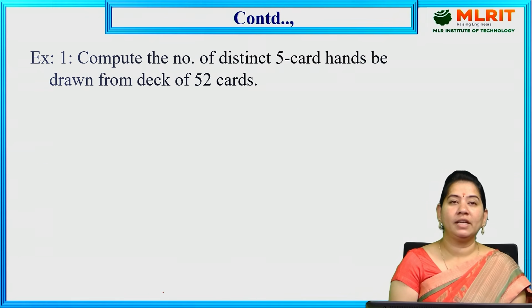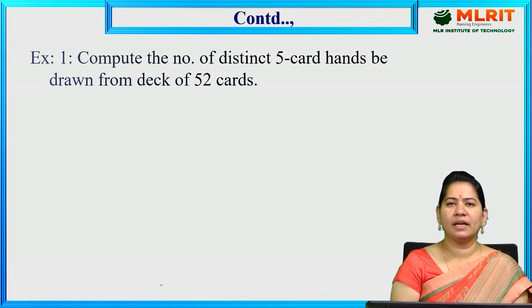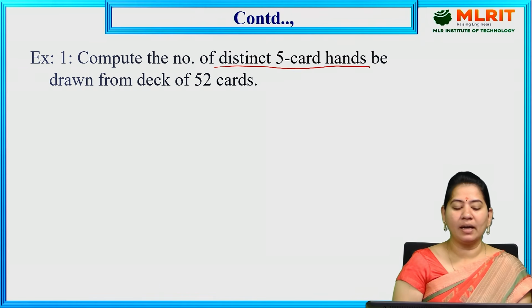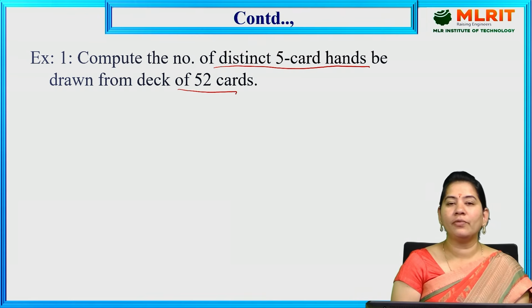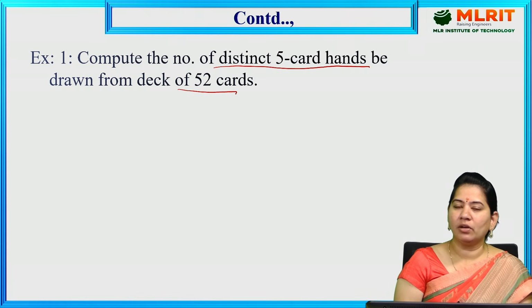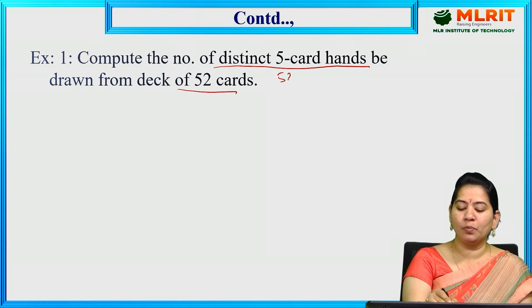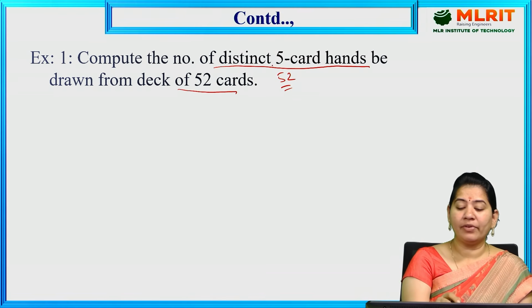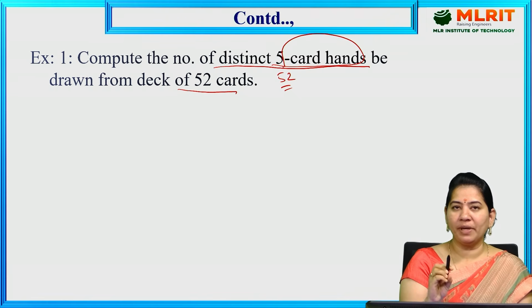So let us see the problems under combinations also. Compute the number of distinct 5-card hands to be drawn from a deck of 52 cards. So the question is, you have to compute 5 distinct cards. We know card hands, which is nothing but you will be having cards with a deck of 52, where you will have club, spade, diamond, everything. So compute the number of 5 distinct card hands. Means you need to pick 5 distinct cards out of 52 cards.